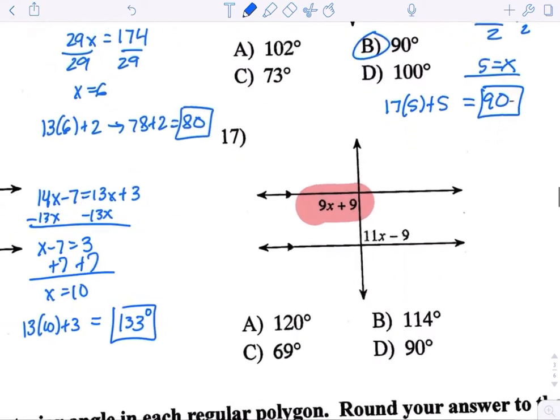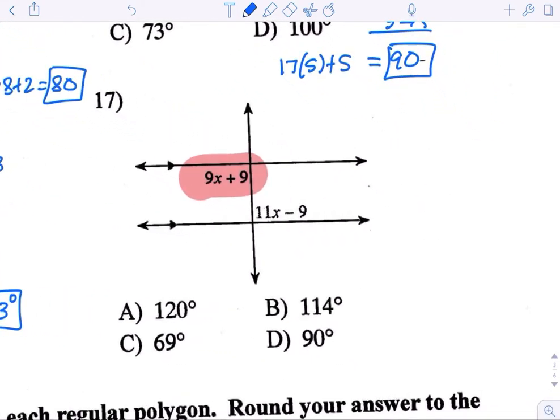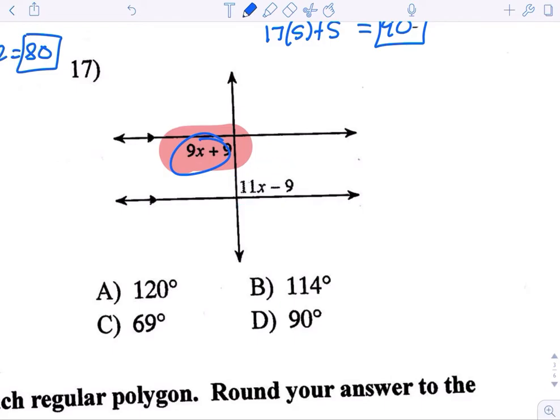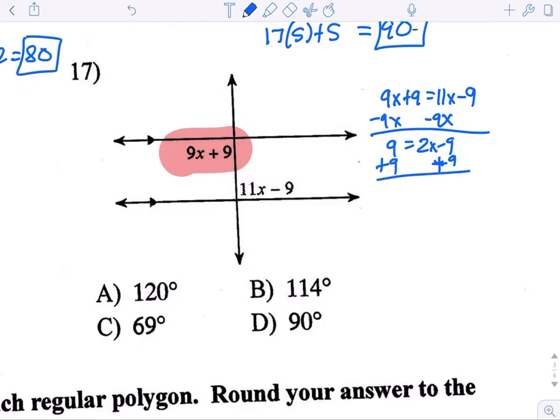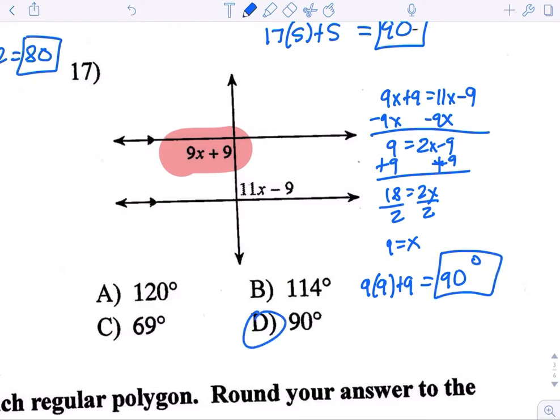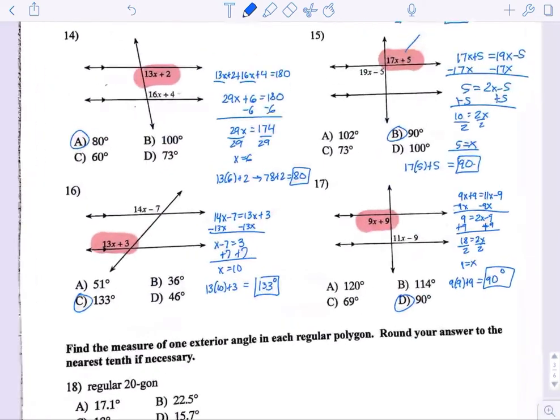And last but not least, 17. These two angles are what you call alternate interior angles, which means they are also equal to each other. So let's set them equal to each other. I'm going to move the 9x to the right-hand side and move the constants to the left. 18 is equal to 2x, divide both sides by 2. 9 is equal to x. So we know 9 is x, so substitute 9 in for the x right there. So 9 times 9 plus 9, which is equal to 90 degrees as well. It's going to be D. Okay.